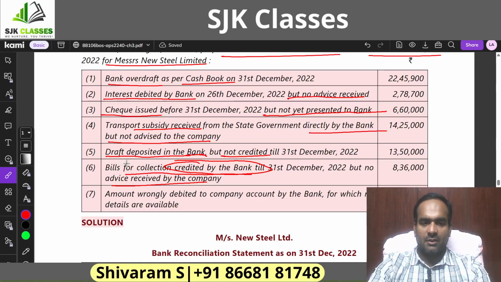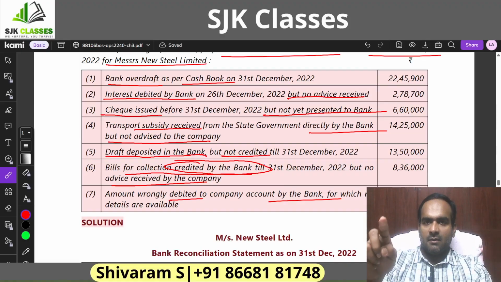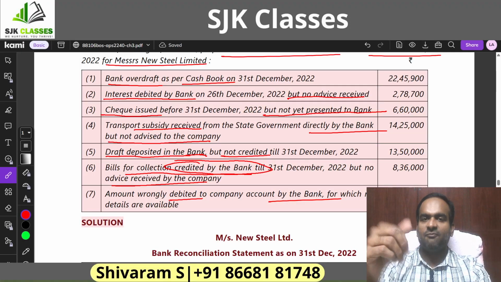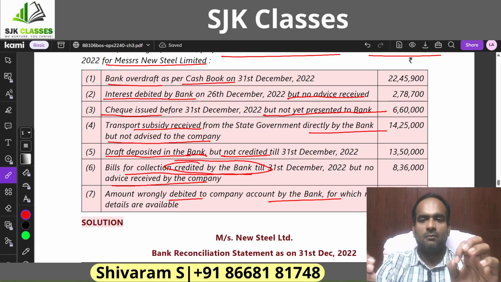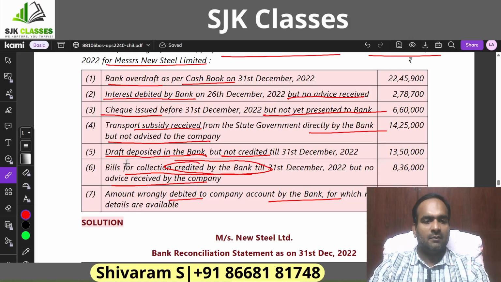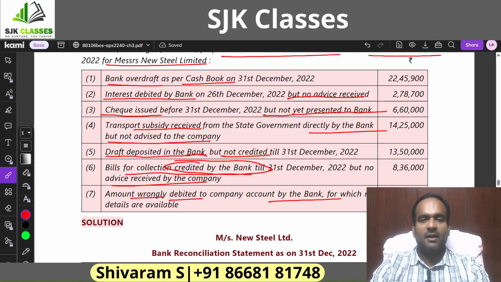The last transaction: amount wrongly debited to company account by the bank. So, debited by the bank. That means the bank is in control of the passbook. In passbooks, if something is debited, it means it's a case of payment. This is a case of payment, and the amount is captured in the passbook because the bank is in control of the passbook only, for which no details are available. It means we don't know why this amount has been debited because it's a wrong debit, right? That's why they're giving it here. It's wrongly debited, so the amount is captured only in the passbook and not in the cash book.